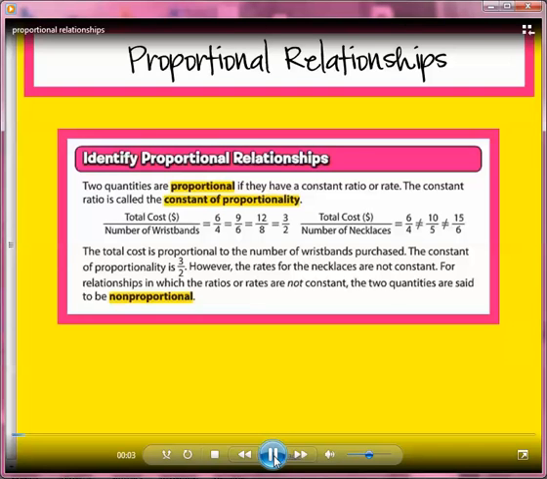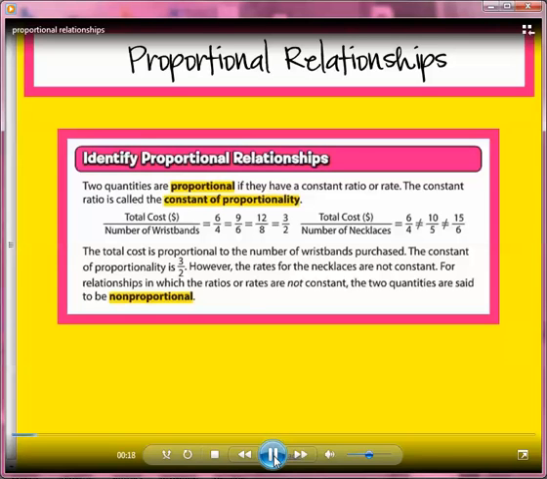Today we're talking about graphing proportional relationships. When two quantities are proportionate, they have a constant ratio or rate. This is called the constant of proportionality. We also consider this our slope.